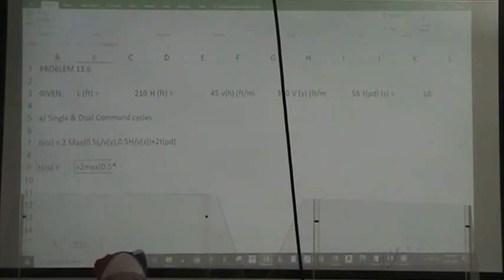0.5 times length divided by our vertical travel, or 0.5 times height. Oh, wait, I'm backwards, aren't I? Divided by, plus 2 times.